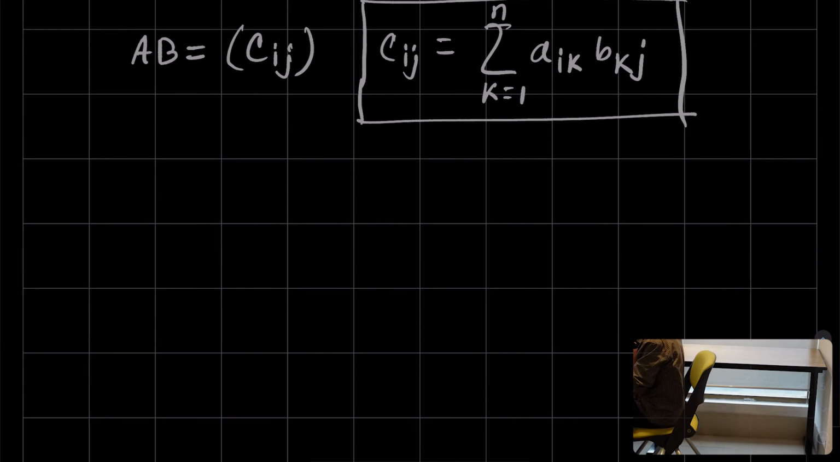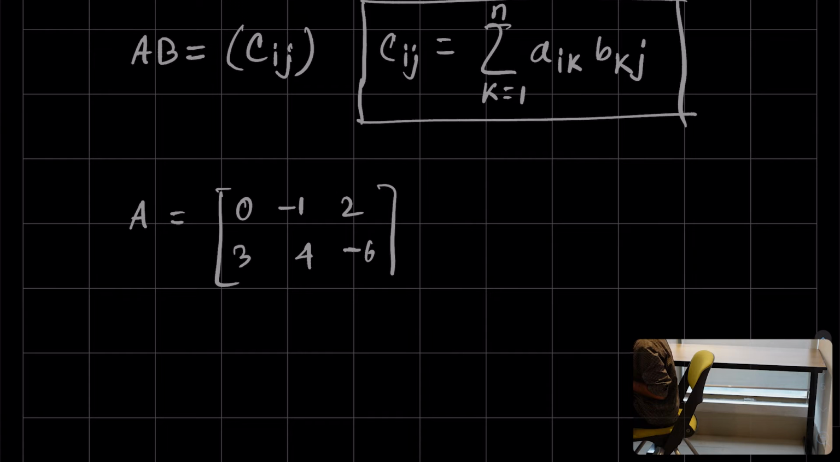And we can consider an example here. So let's consider A is equal to 0, minus 1, 2, 3, 4, minus 6, and B is equal to 1, 2, minus 1, 3, and 4, 2.